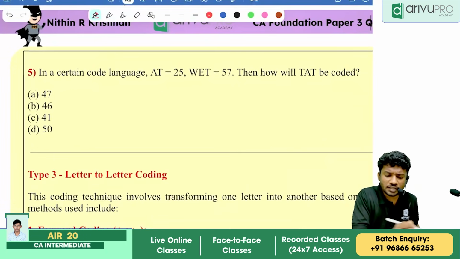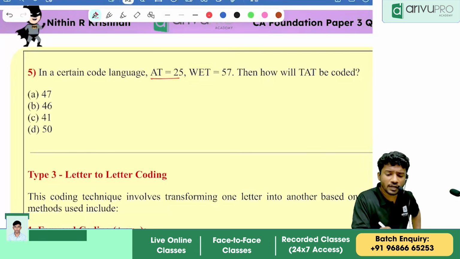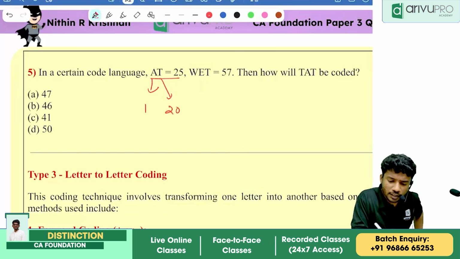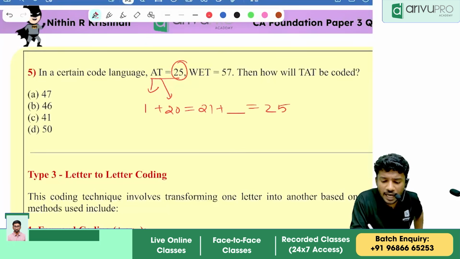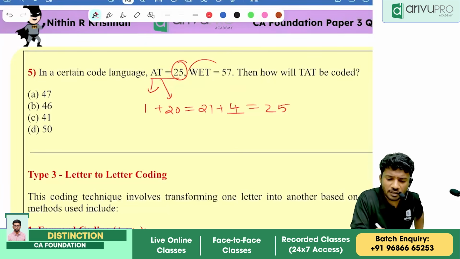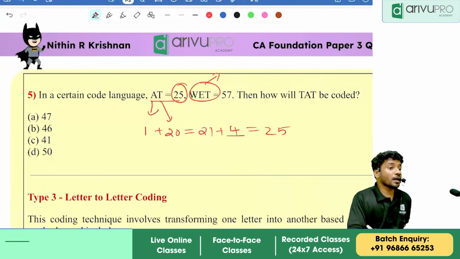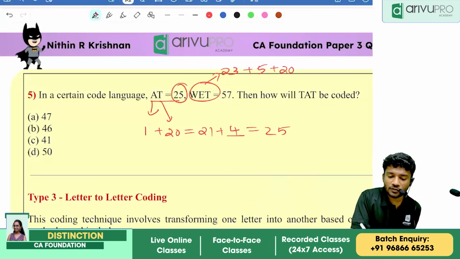Look here. In a certain code language, at means 25. A is at what position? 1. T is at what position? 20. So 20 plus 1 is equal to what? 21. But it is given as what? 25. We need to add some 4. We will check that. Wet is what? You tell me. W is at what position? S, T, U, V, W, X, Y, Z. Which one? 23 plus 5 plus 20, which is equal to how much?